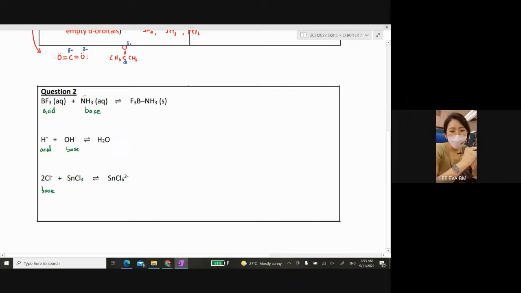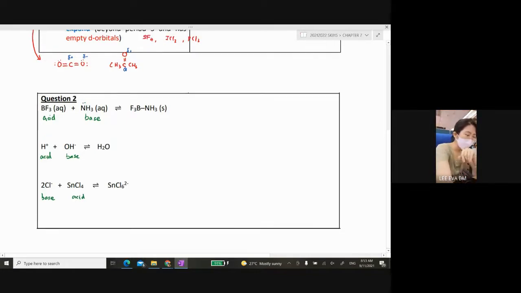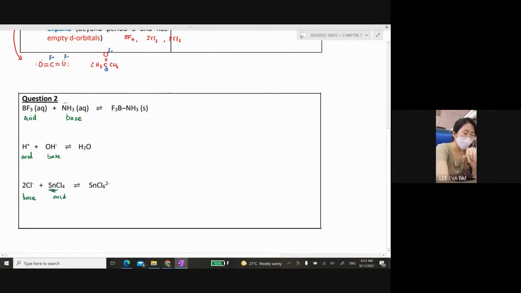SnCl4, there is no other choice, right? It is an acid. But why is it an acid? Expanded octet. Okay, Sn is tin. It comes from beyond period 3. So after period 3, that means it has empty d orbital.